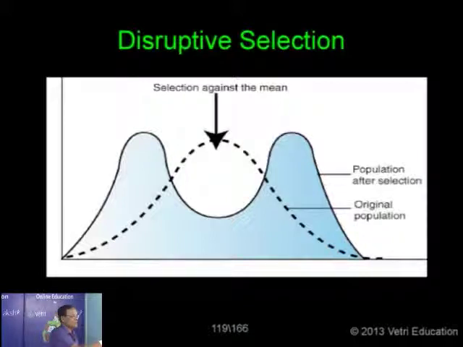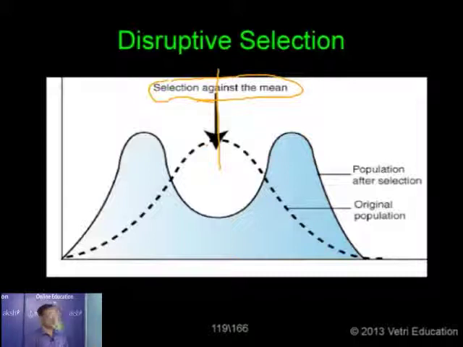So this is actually the selection which is against the mean value. It is operating on the center so that we can get two different populations. This is the one after selection. So the original population is being split into two subpopulations. So this is another picture.